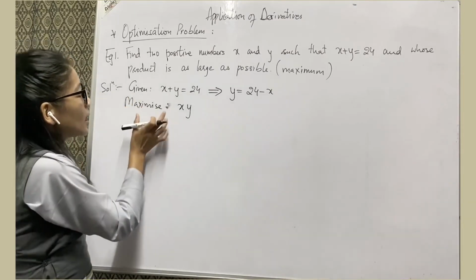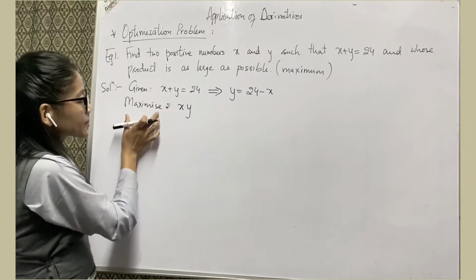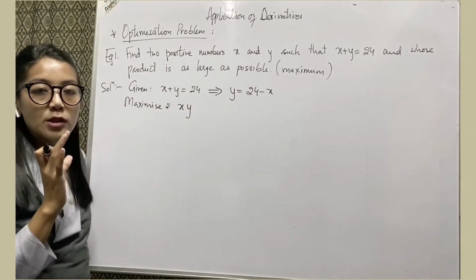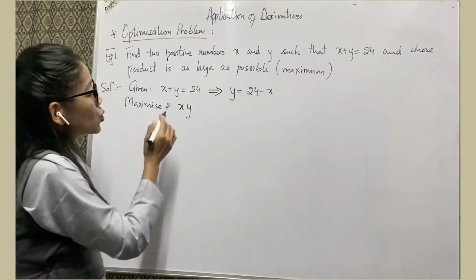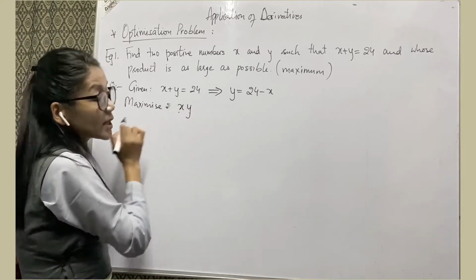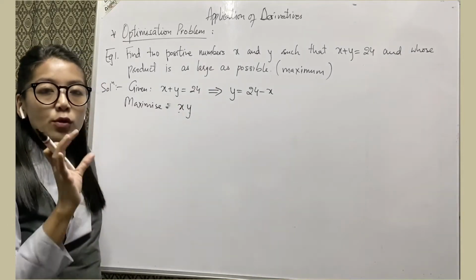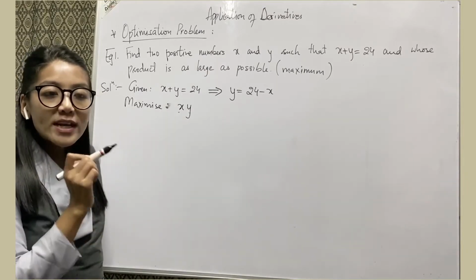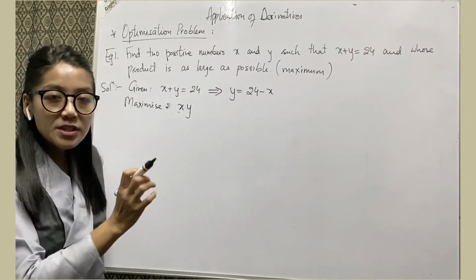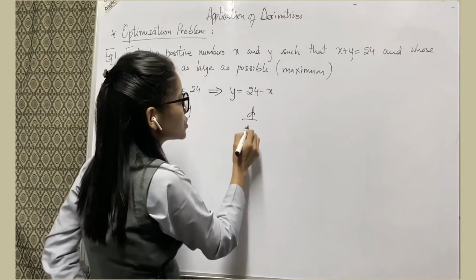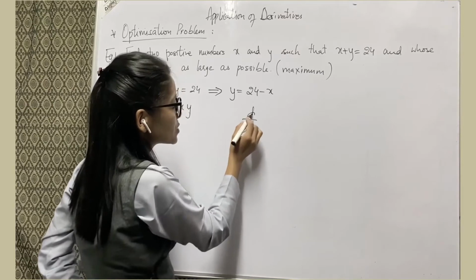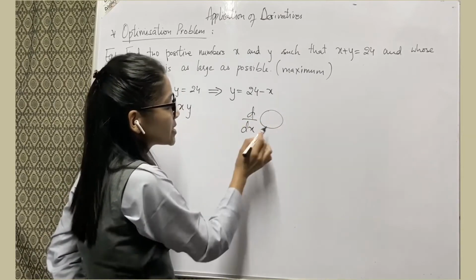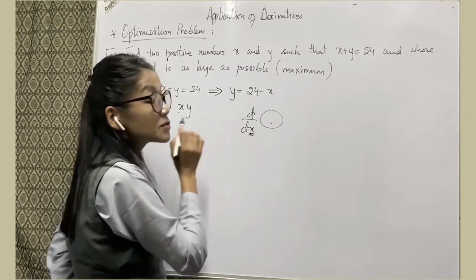Now whatever quantity is to be maximized or minimized, whatever quantity is to be optimized, again it is in terms of two variables. Now the quantity which is to be optimized is to be differentiated. When I say that a quantity is to be differentiated, you know that if I write d by dx, then whatever quantity you write here is to be differentiated with respect to x.